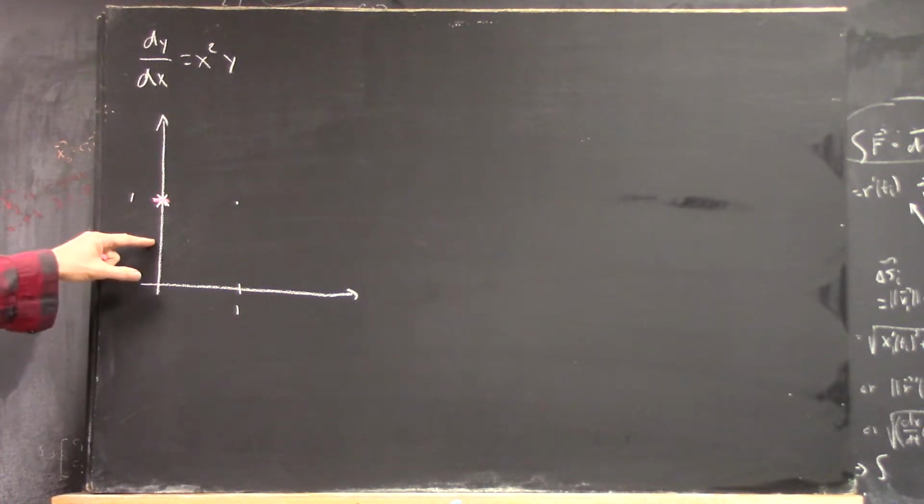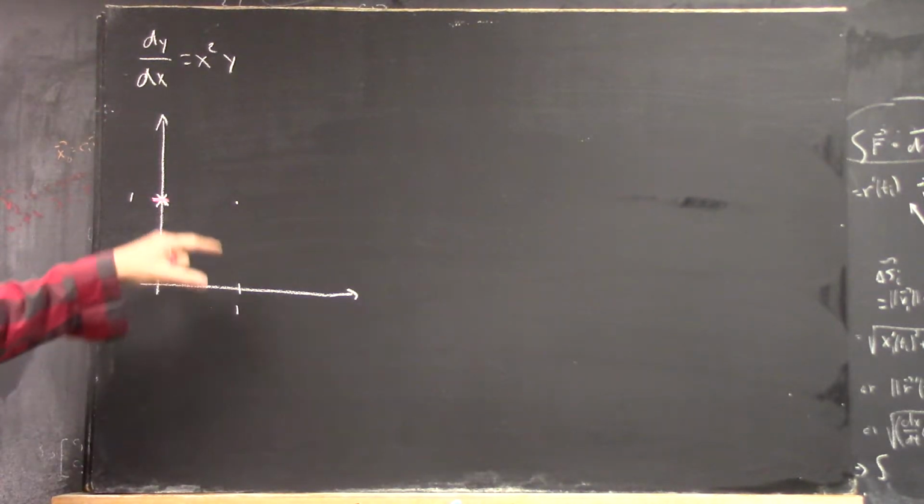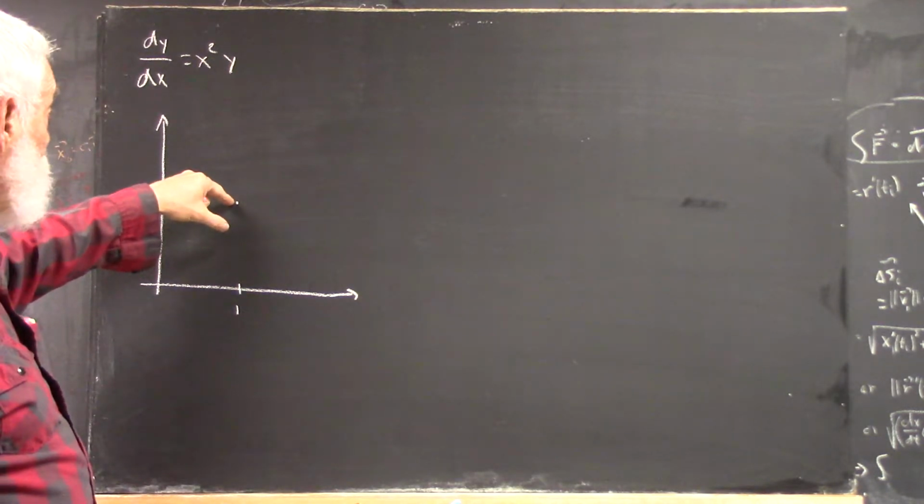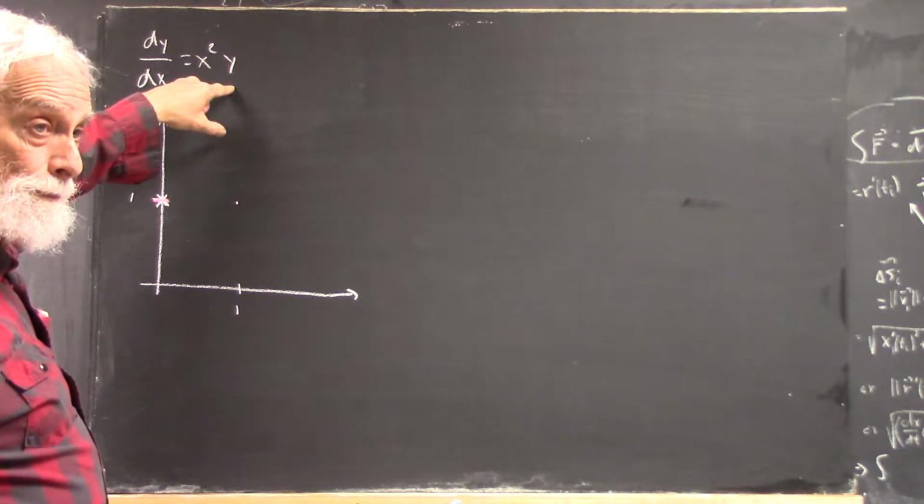Like, what would it look like if we started here? Would we still approach that same asymptote? What if we started down here? Okay? What if we started here? Which would be kind of a weird place to start. But you could do it. I mean, dy/dx would equal 1 at that point, right?